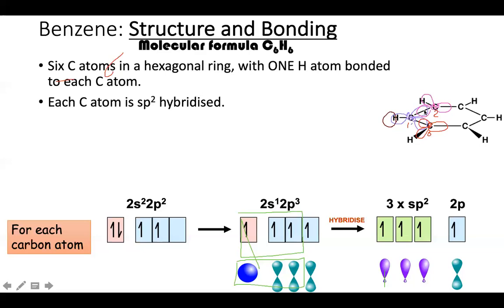Now, there are 3 sigma bonds per carbon atom. I'm only looking at carbon number 1. Okay, first sigma bond, second sigma bond, and the third sigma bond. That leaves me with 1 more bond because carbon needs to have 4 bonds. Okay, that fourth bond is not a sigma bond.